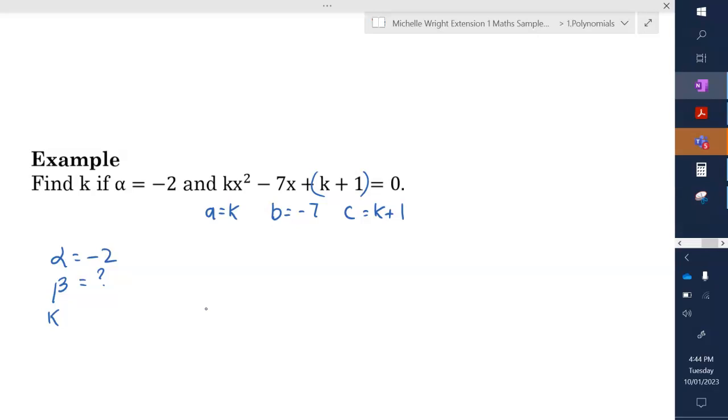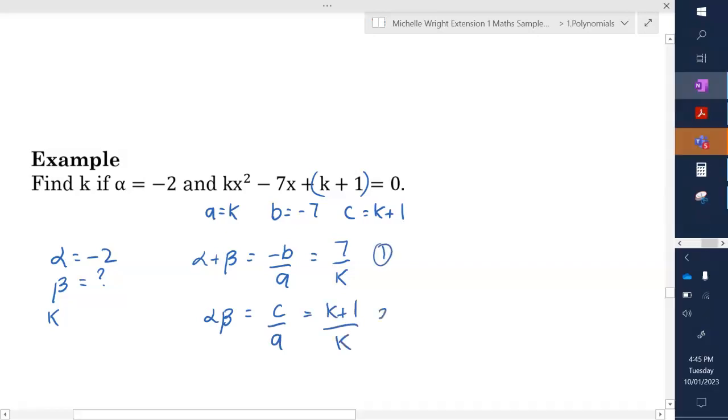So let's think of what we know. We know that alpha plus beta is going to be equal to minus b on a. So alpha plus beta is minus 7 on k. And we also know that alpha beta is equal to, remember what that one is? C on A. That's equal to k plus 1 on k.